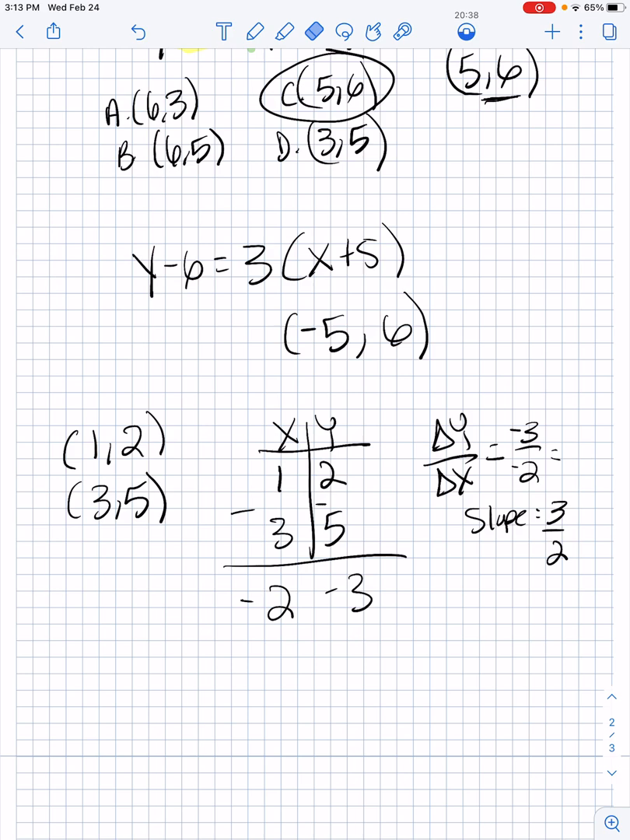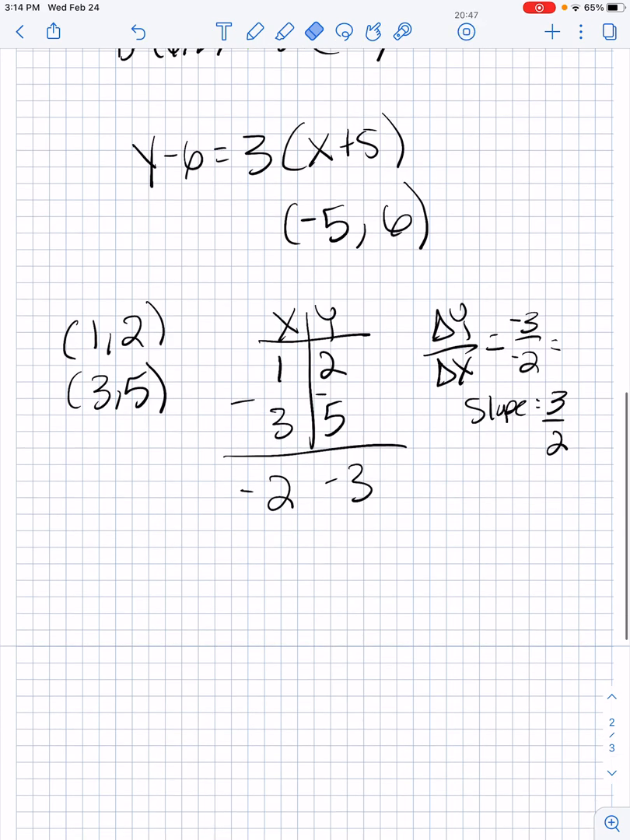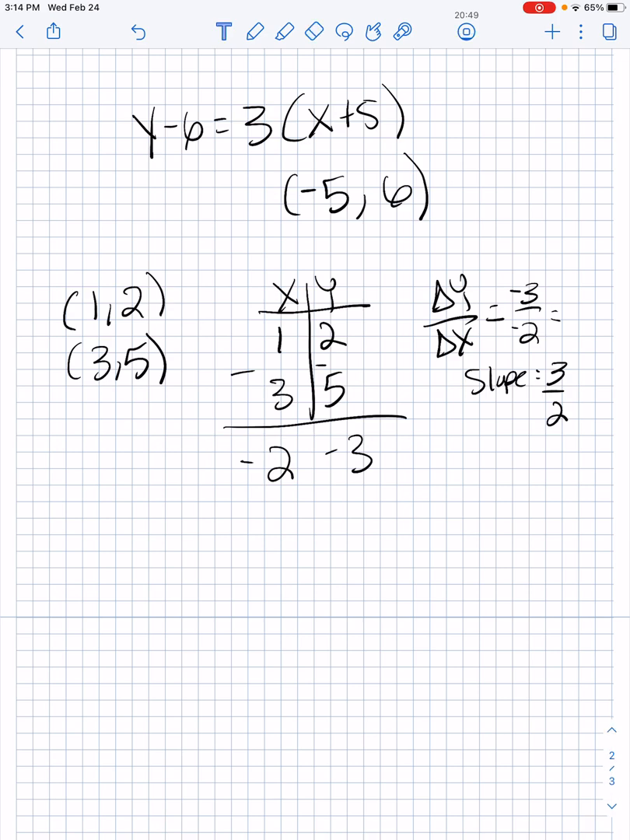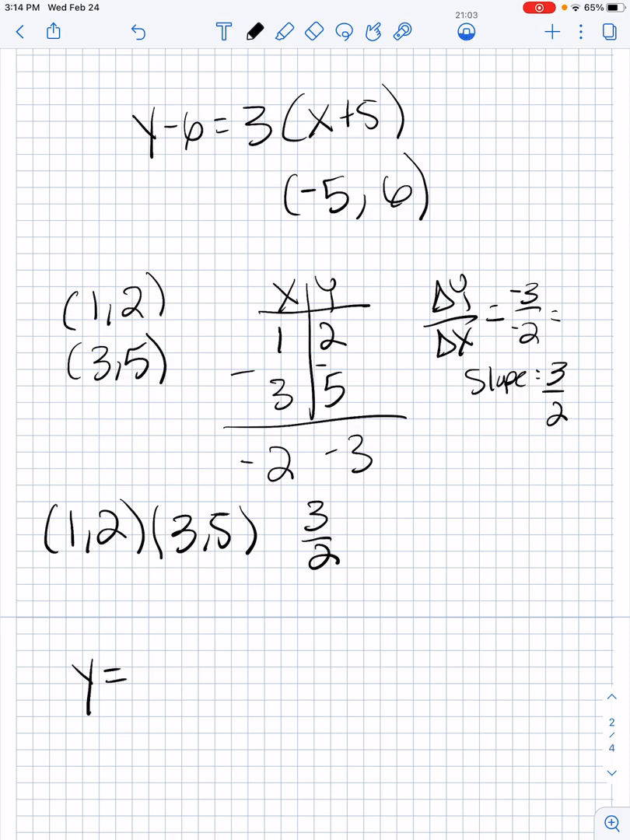All right, the next thing that they may ask you to do is to write out, so if you're given the coordinate points of 1, 2, and 3, 5, knowing that your rise over run or your slope is 3/2, they may ask you to write it in slope formula. So you can either write y equals, nope, sorry, wrong one. Remember the formula y minus y1 equals m(x minus x1).